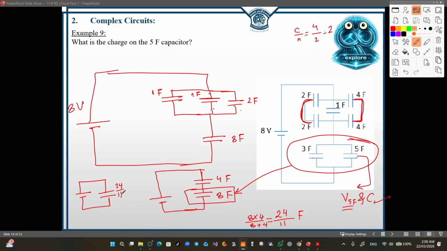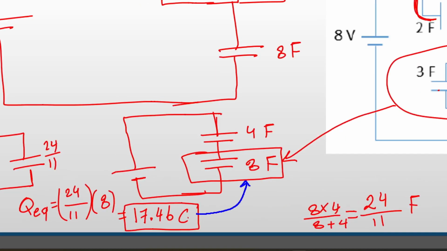Now we know the capacitance of the equivalent, and we know the potential difference across this capacitor. So we use these two pieces of information to find the Q equivalent. The Q equivalent is C times V. So 24 over 11 multiplied by 8, and it's going to be equal to 17.46 coulombs. This is the amount of charge in the equivalent, which is equal to the same amount of charge of the individual capacitors that made up this equivalent. So this 17.46 is the same charge here and the same charge there.